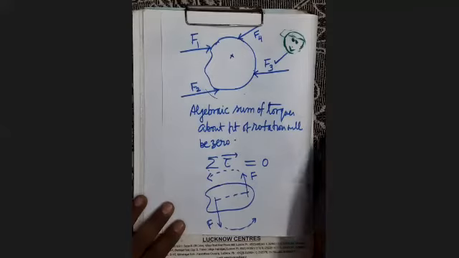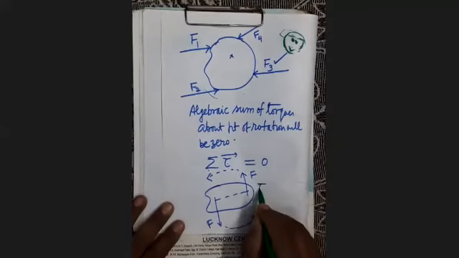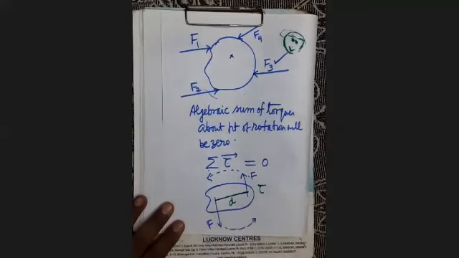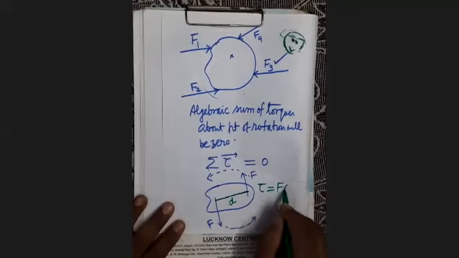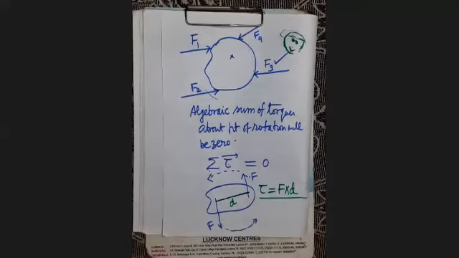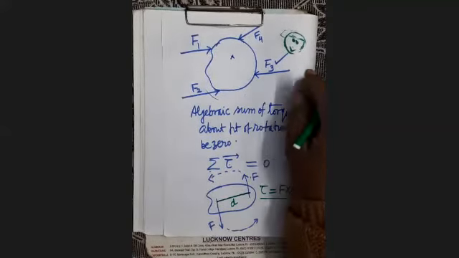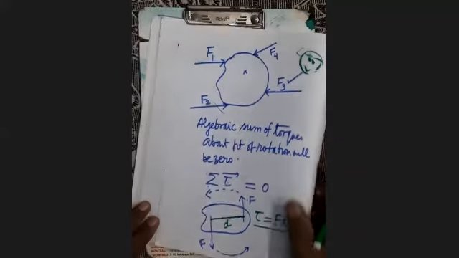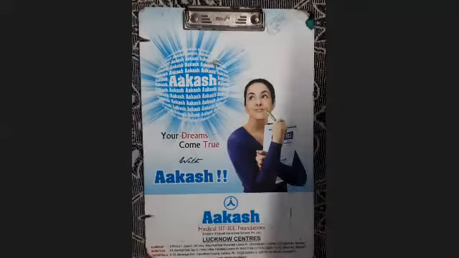What will be the moment of the couple? It will be equal to one of the forces multiplied by the perpendicular distance between their lines of action, that is F into d. These things you have studied in class 10. Then there are some examples of equilibrium of rigid bodies.